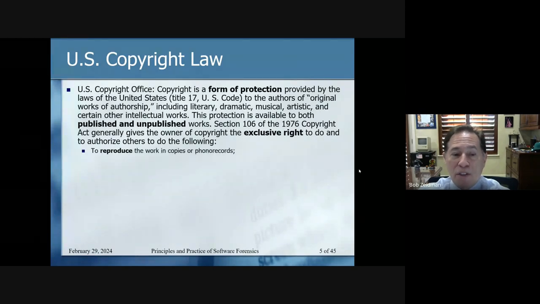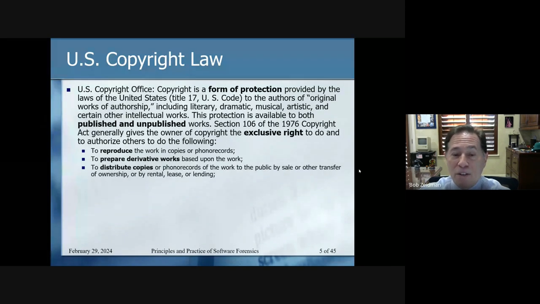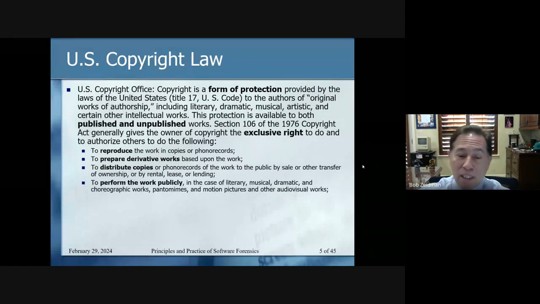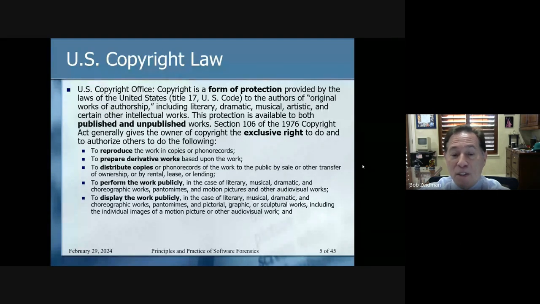And the exclusive rights are to reproduce the work, to prepare derivative works. This is particularly important for software. So if someone creates some software and then someone else creates something based on that software, they need the permission of the copyright holder. To distribute copies of the work, to perform the work publicly, that doesn't necessarily have to do with software. To display the work publicly, again, not necessarily having to do with software.